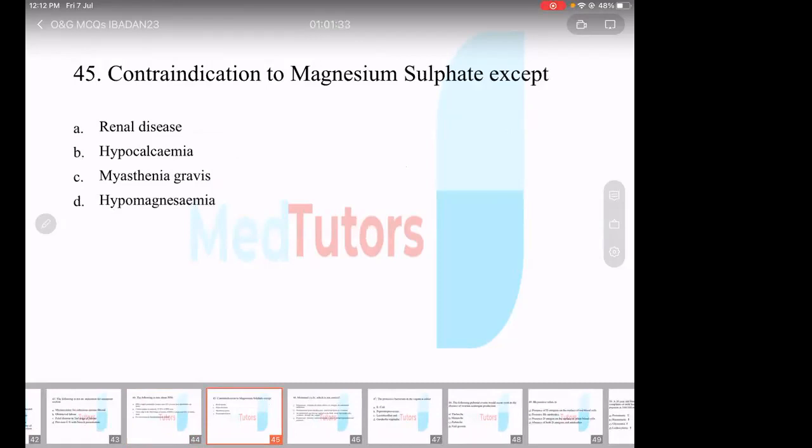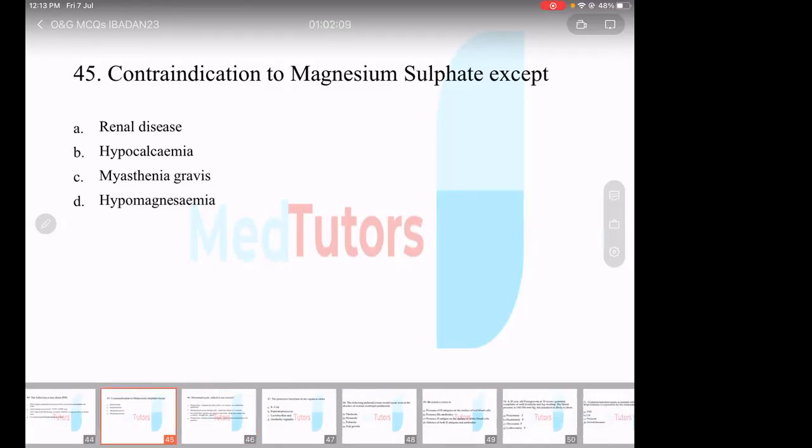Then question 45, contraindication to magnesium sulfate, except A, renal disease, B, hypocalcemia, C, myasthenia gravis, D, hypomagnesemia. Of course, yes, you don't give magnesium sulfate to someone with renal disease, someone with hypocalcemia, or someone with myasthenia gravis. But you can give magnesium sulfate to treat hypomagnesemia. So D is the correct answer.